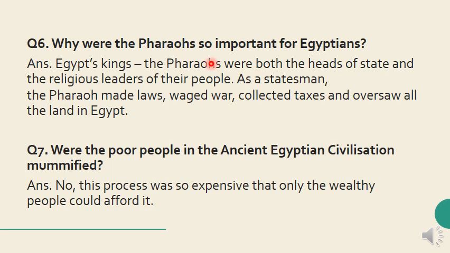Yes, so the pharaoh is actually the king of Egypt. He was important because he was the head of the state. He was also the religious leader of his people. Not only that, as a statesman, the one who is running the state, he made his laws, how to wage wars, how to protect his country, how to collect all of these taxes, and how to do all of the land work in Egypt. It was his duty.